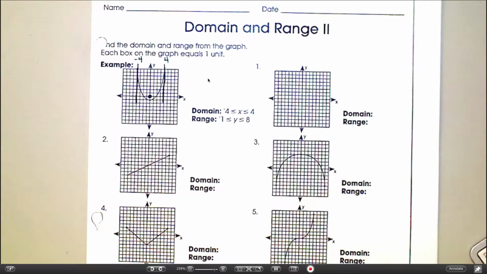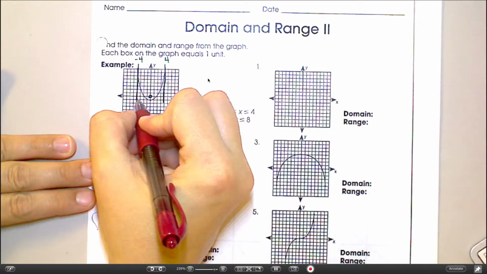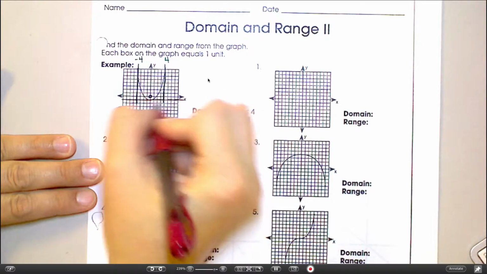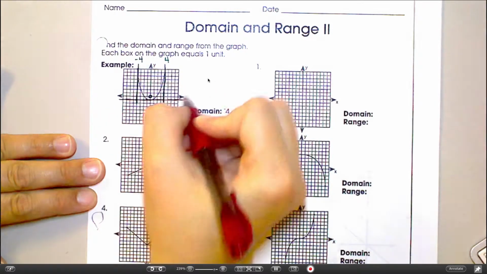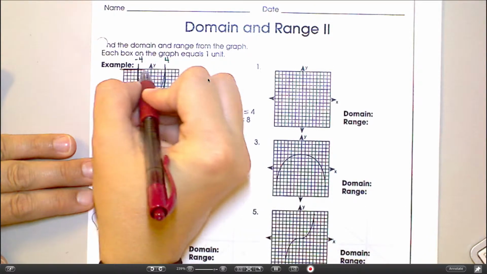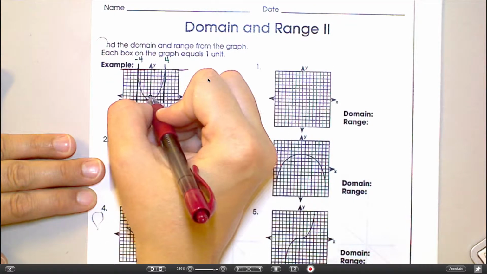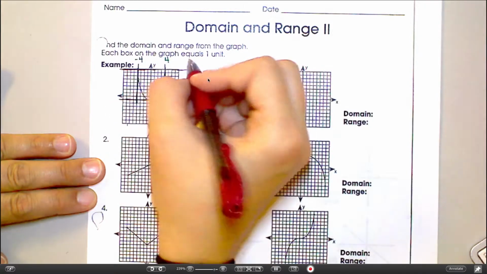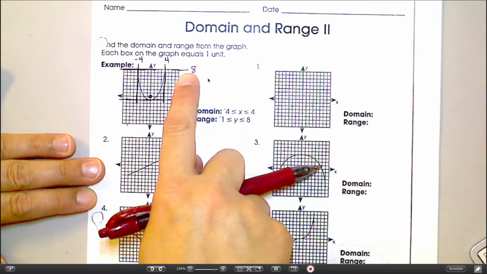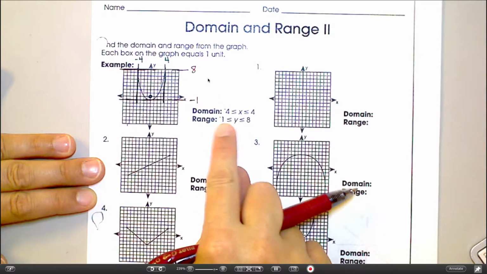Okay? Now let's do the range. The range is going up and down. So I want to find my lowest and my highest point. The lowest point on my graph is this right here. Do you agree? -1. Okay, -1. Highest point is the very top. So again, you're counting up and down. This would be 8, I believe. And so again, I'm going to go from -1 to 8 using less than or equal to signs in between.